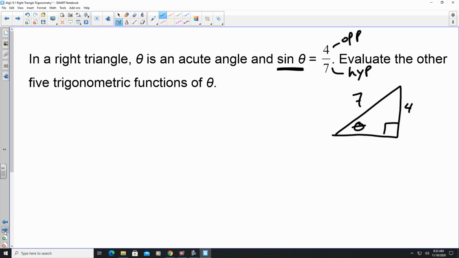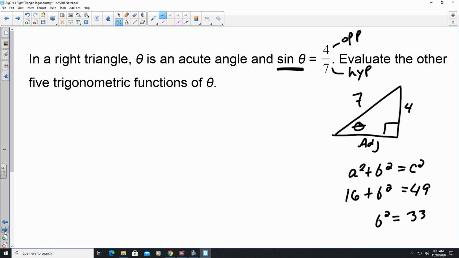What I don't know is my adjacent. So again, you use the Pythagorean theorem, a squared plus b squared equals c squared. In this case, I'm trying to find b. So this is going to be 16 plus b squared is equal to 49. B squared equals 33. Taking the square root of that, my adjacent is the square root of 33.